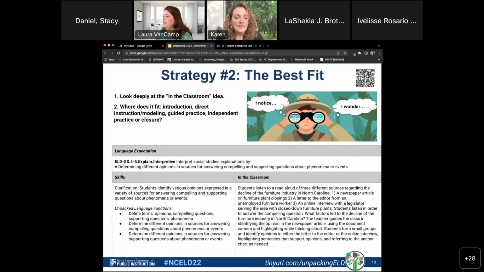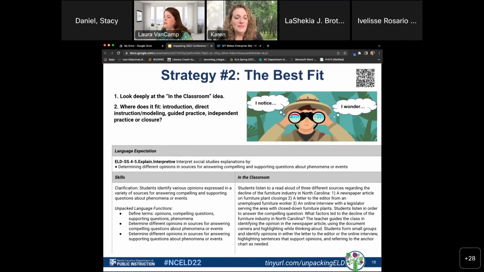I wonder how well the ELD standards line up with the North Carolina content standards. Was this classroom idea pulled directly from one of the unpacked documents we have with the content standards? Thank you for asking that. The answer is yes, it is aligned. What we did, I know Karen and I both contributed to the unpacking document, and they do align very well, as Stacy's saying. We worked with our social studies team at DPI to ensure that.